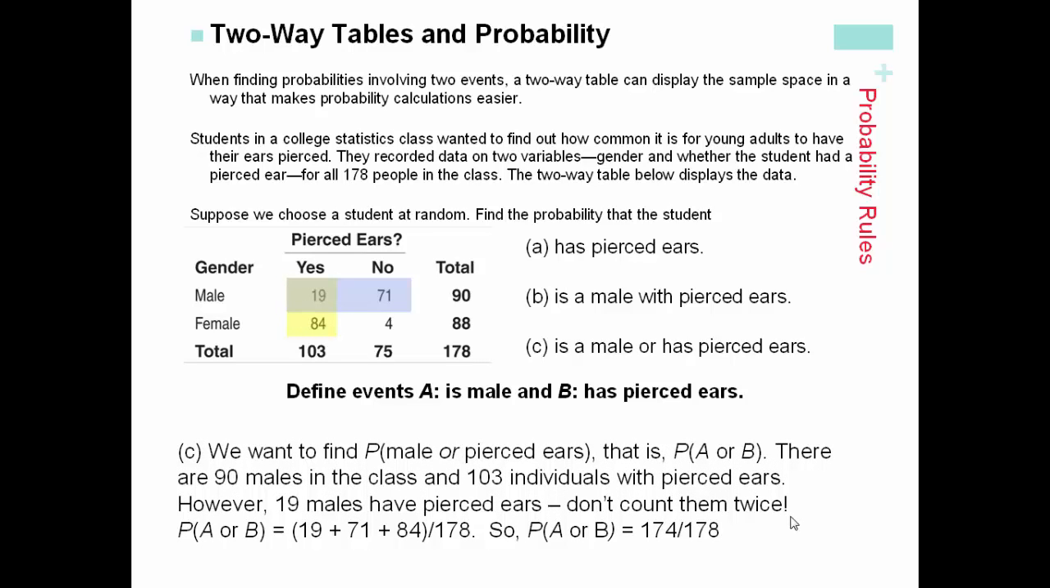And then the probability of male or pierced ears, A or B, we would have the probability of the 19 plus 71 plus 84. Now, because 19 males have pierced ears, we can't count them twice. So if we look, we only count this number once, that's in the intersection of our column and our row for male and then for pierced ears. So we add 19 plus the 71 plus the 84, we get 174 out of 178 is the probability of A or B.